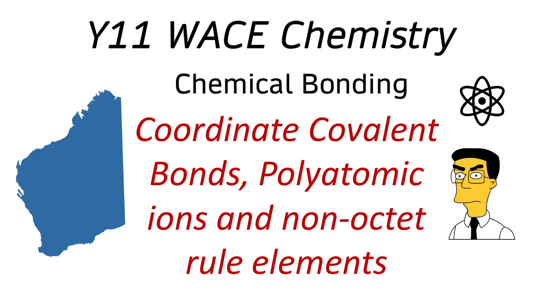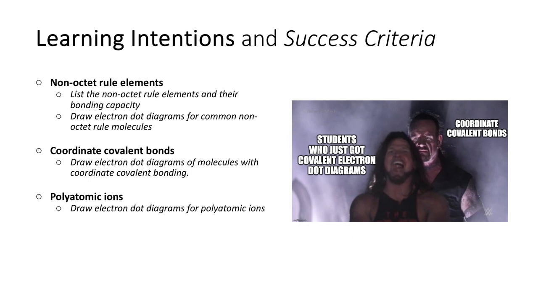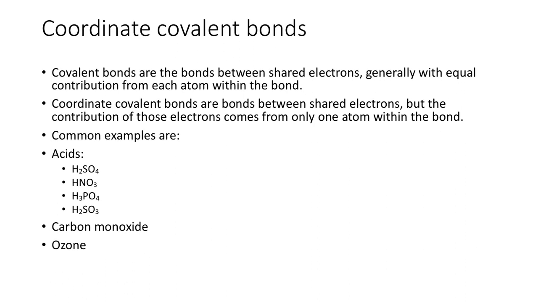Right, hi Year 11s. This is a video on chemical bonding relating to the covalent bonds. It's a kind of add-on. It's about coordinate covalent bonds, polyatomic ions, and non-octet rule elements. So let's get started. All right, so this is what we're going to learn about. Okay, so we're going to start with coordinate covalent bonds.